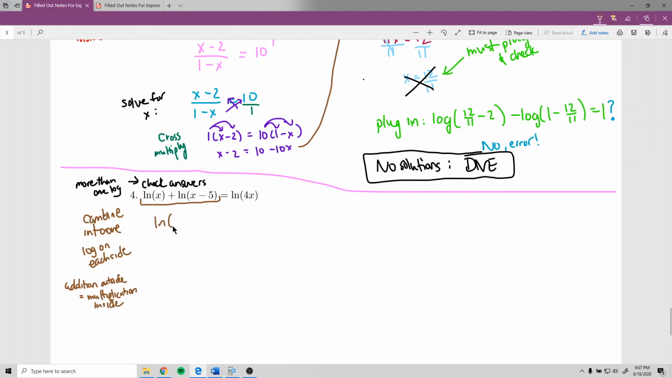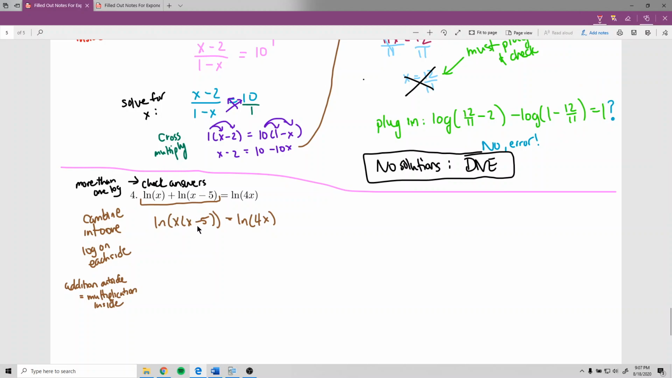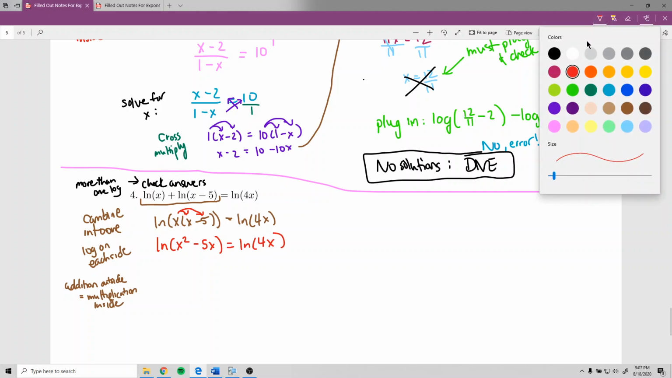All right, so we get ln, and we multiply the insides, x times x minus 5 on the left. The right side is already one log, so we don't have to worry about that. Now, one thing I would do here is just simplify the inside, distribute the x to the x minus 5. We get the natural log of x times x is x squared, and x times negative 5 is negative 5x. And now we're sitting here.